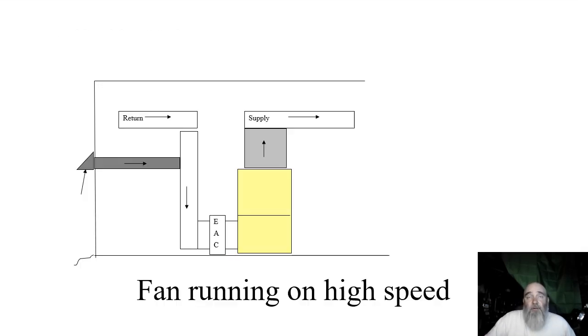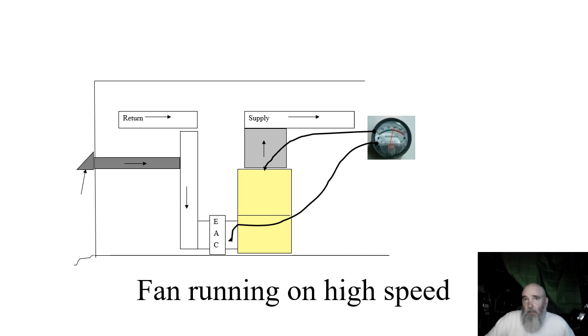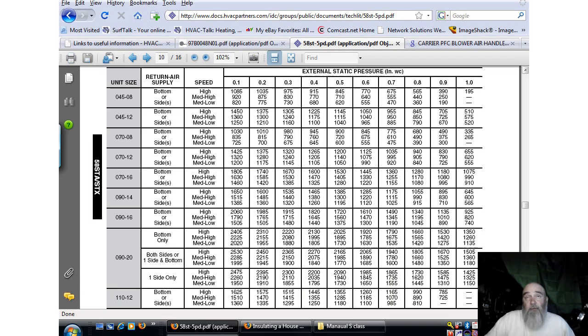So there's our furnace coil combination. Grab an appropriate manometer, stick one in the supply before the coil, stick one in the return. If it's an accessory filter, you want to be downstream from it. In this example, our fan is running on high. We're measuring 0.6 inches of water column, and this is blower data from United Technologies.